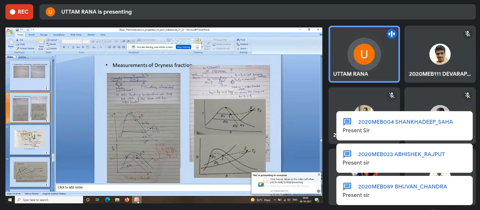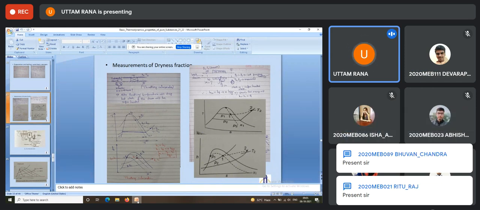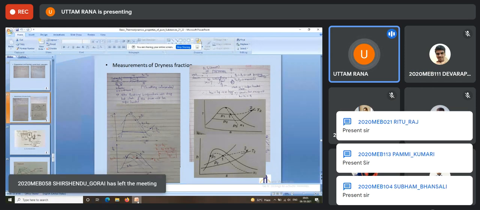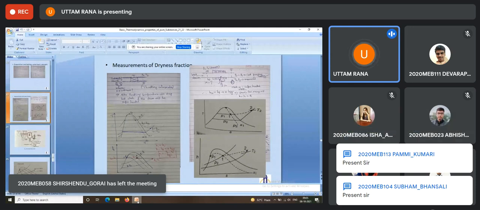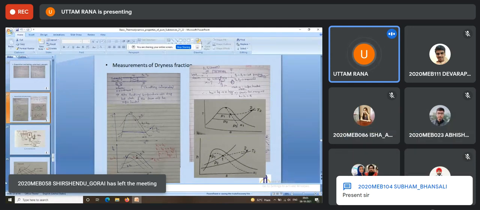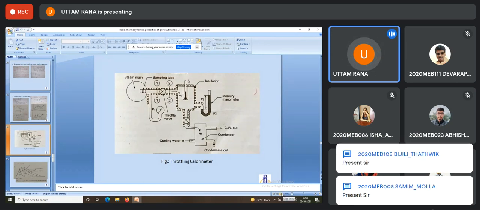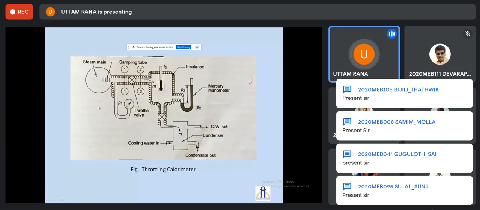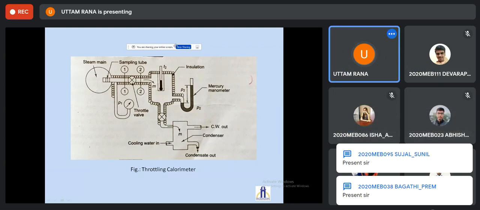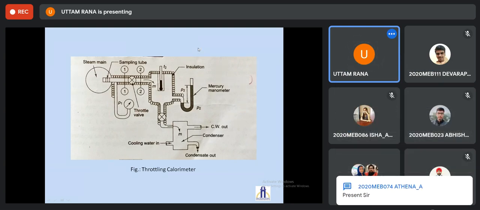Then it is equated with the state 1 to obtain the quality of the steam. So let us first discuss how this is done. This figure basically shows a throttling calorimeter. Can you see this figure? Yes or no? Yes, sir.